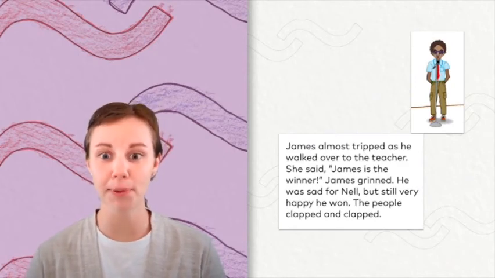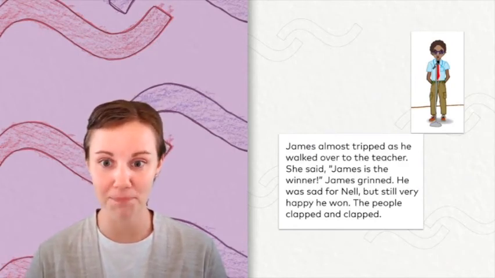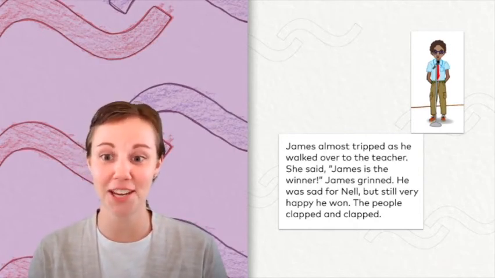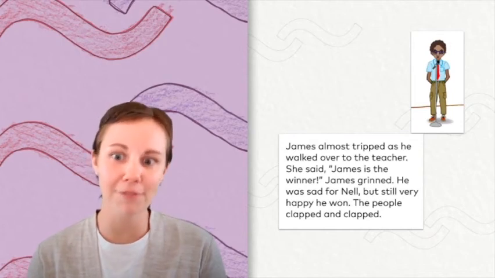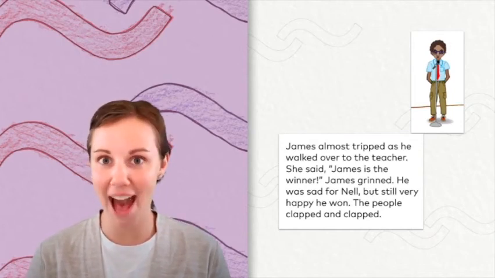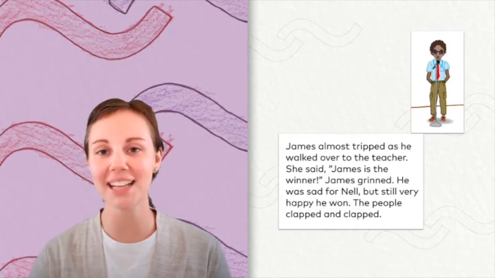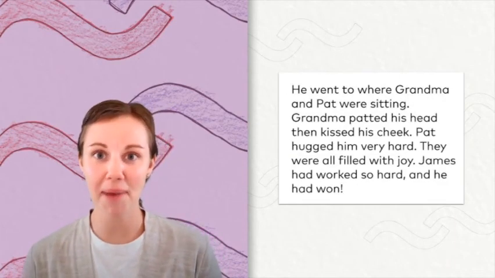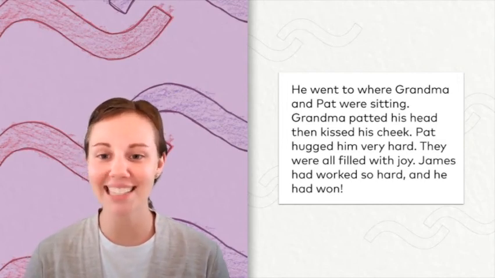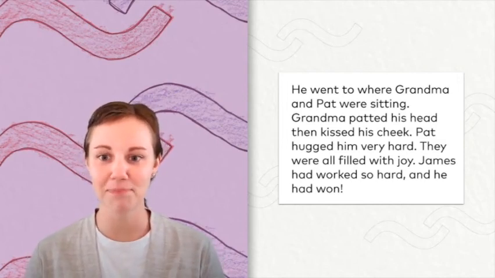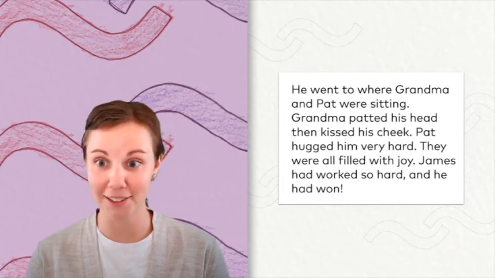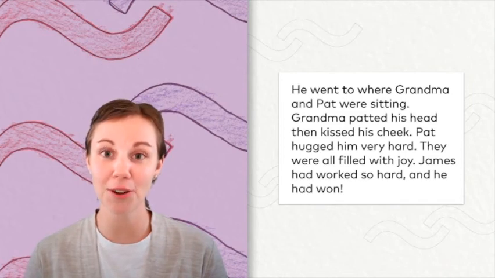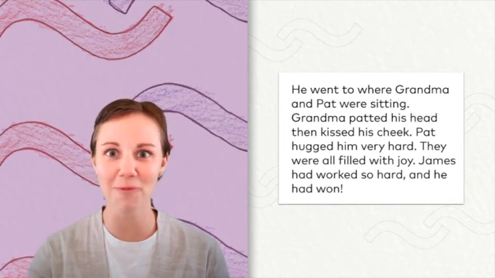James almost tripped as he walked over to the teacher. She said, James is the winner. James grinned. He was sad for Nell, but still very happy he won. The people clapped and clapped. He went to where Grandma and Pat were sitting. Grandma patted his head and then kissed his cheek. Pat hugged him very hard. They were all filled with joy. James had worked so hard, and he had won.